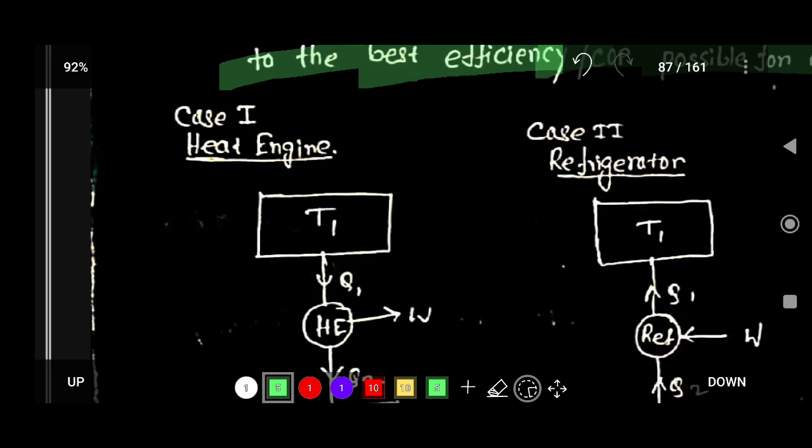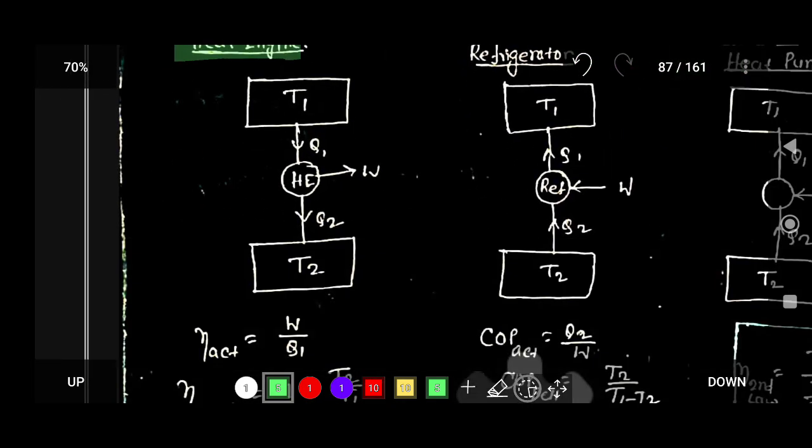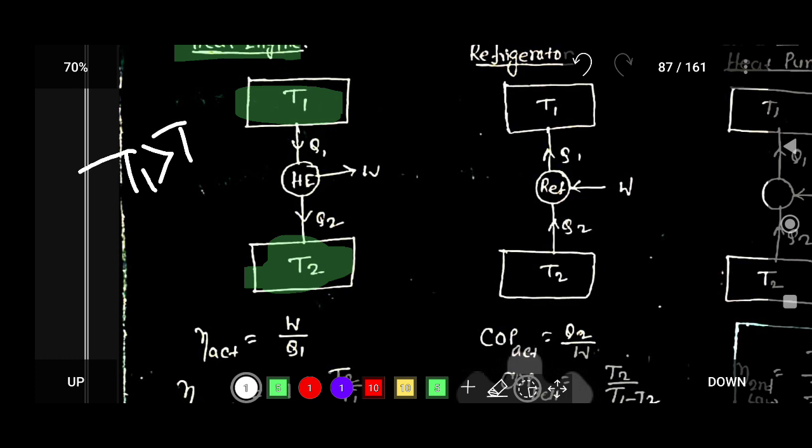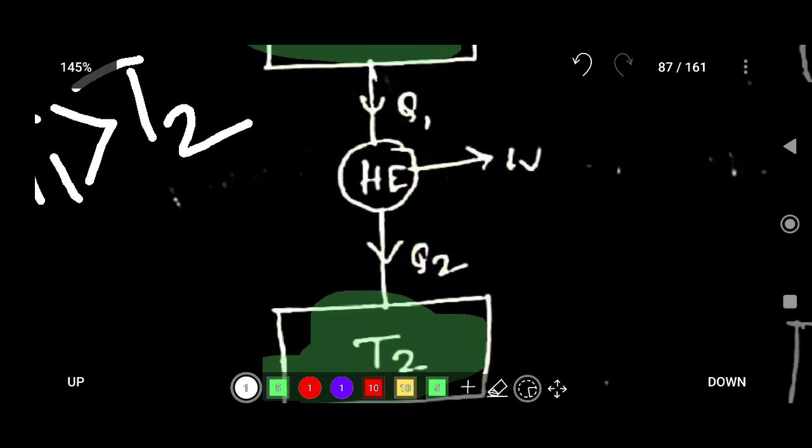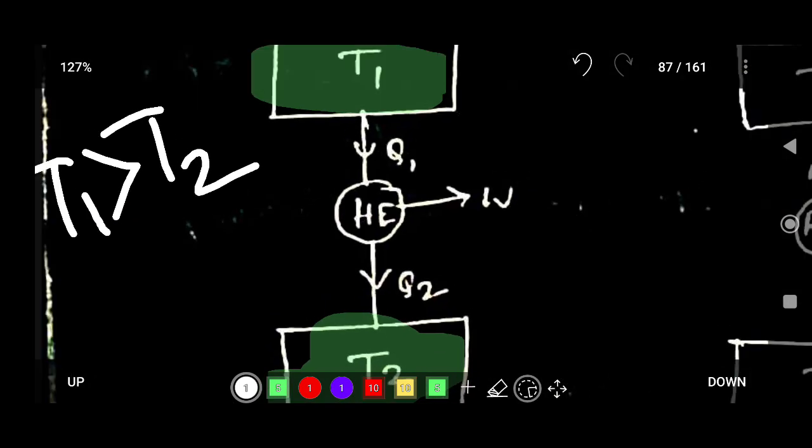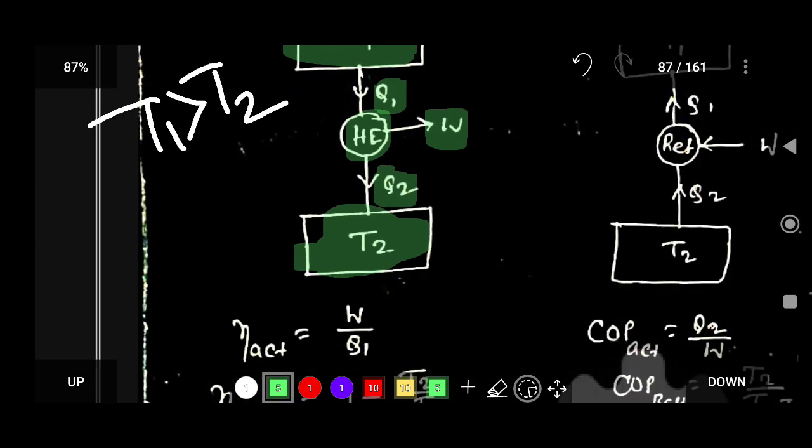Okay, so consider this is case one. Consider this is a heat engine. The heat engine has two temperature reservoirs, T1 and T2, and consider T1 is greater than T2. In between there is a heat engine. The heat engine basically absorbs Q1 amount of heat from the source and rejects Q2 amount of heat to the sink, and there is W amount of work.